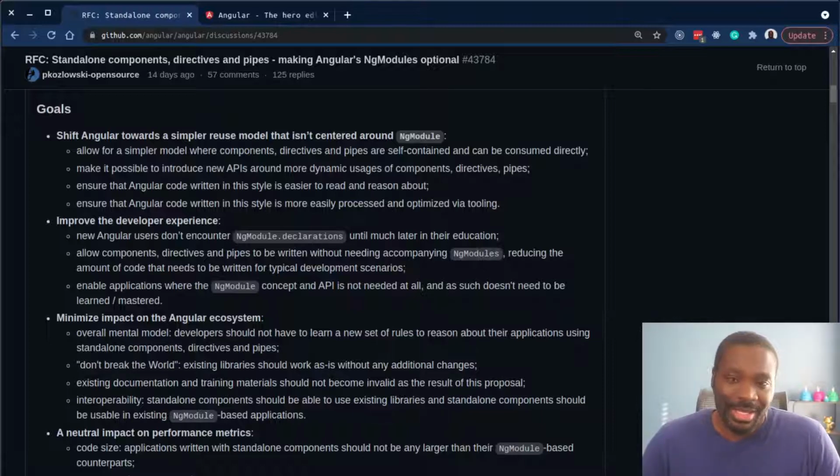So we're not going to make that same mistake again and say this is the death of NgModules. But it is one thing that they are specifically targeting as a goal: to make NgModules optional and minimize their usage within the framework.